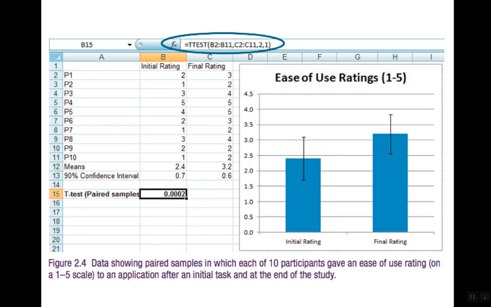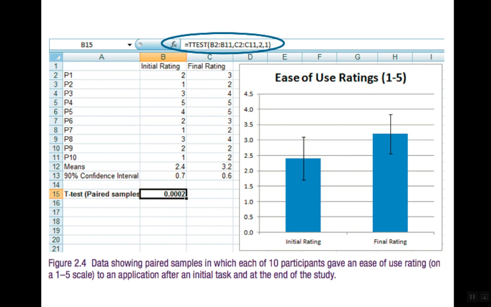Here we see another example, and this is a paired t-test. Each person gives an initial rating and then a final rating. So here we've got a very different result. If you look at the p-value, which is highlighted, what you see is that it's like 0.0002. In other words, there's very little chance that these initial and final ratings are the same.